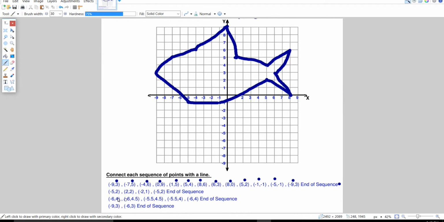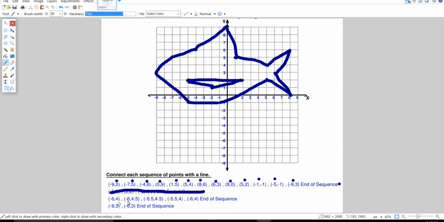So let's just keep going to negative 5 and 2. Negative 5, 2. Next to 2, 2. Then to negative 2, 1. And finally back to our original negative 5 and positive 2 point. I'll go ahead and connect those lines for us. End of this sequence.